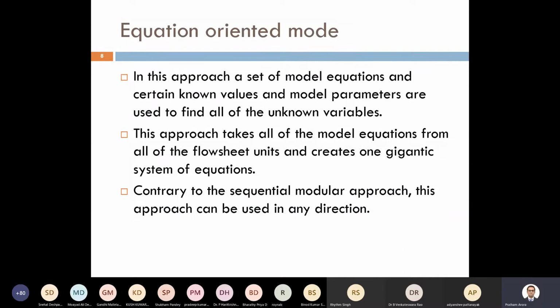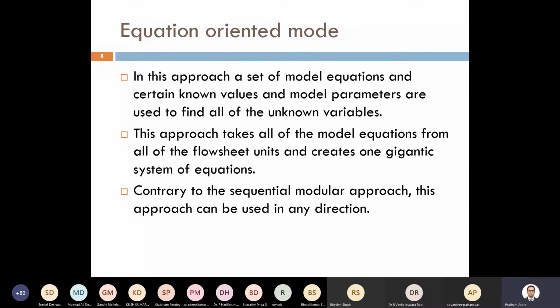Another approach is the equation-oriented mode, which means I'm not going by the sequential modular approach. I have all the system, all the reactors, and I write the reactions or these equations for all of them and solve them simultaneously using matrix algebra. I write the equations for the different variables.